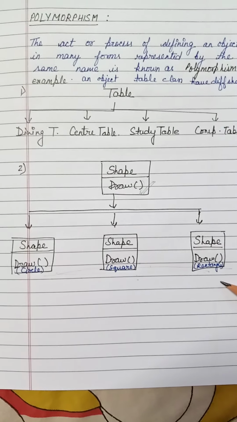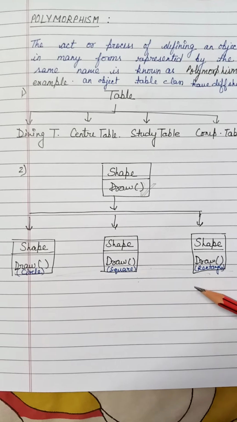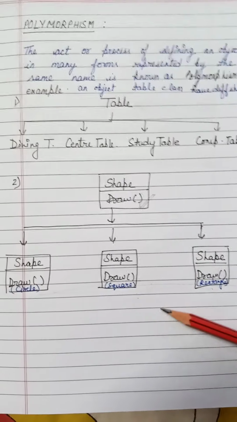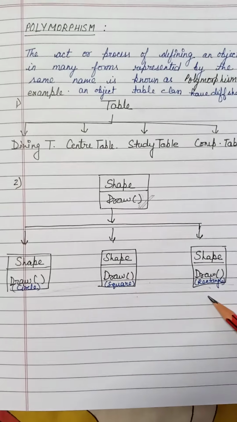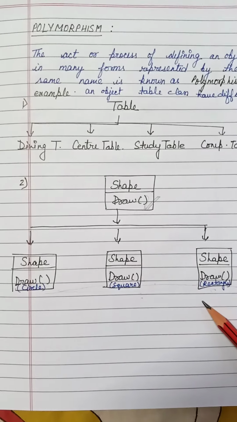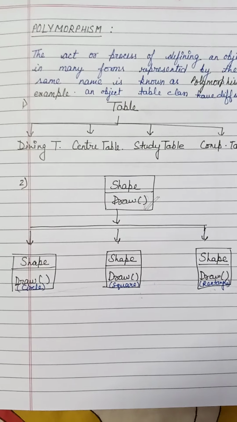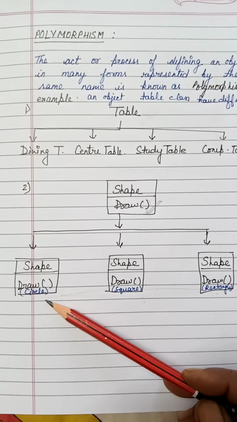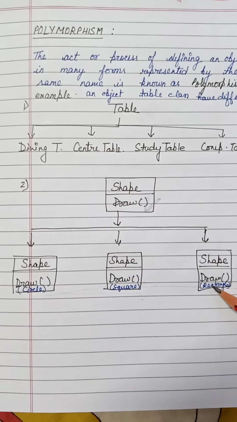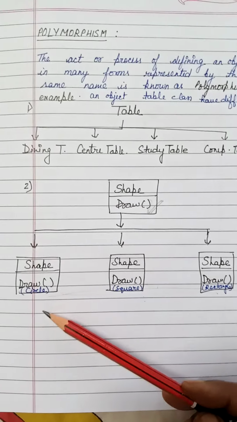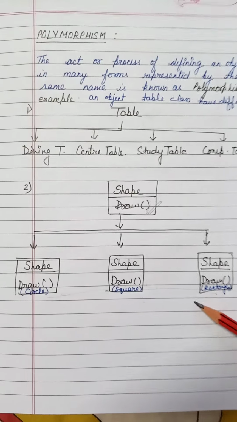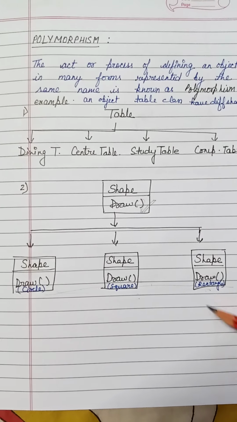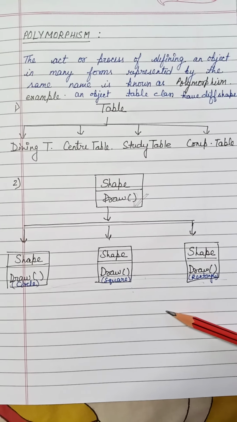Shape is the class which has functions with the same name. We have more than one function with the same name, draw. But every draw function draws something different, and you will be calling them with the same name. Draw, draw, draw. This will draw a circle, this will draw a square, this will draw a rectangle. But they are represented by the same name.